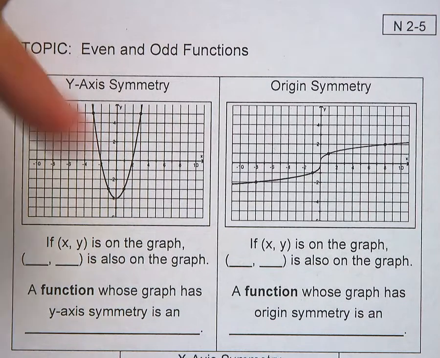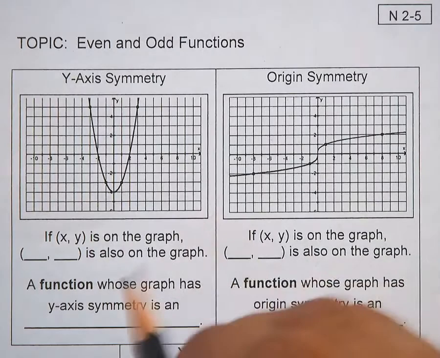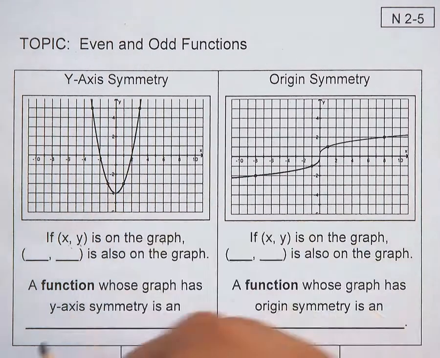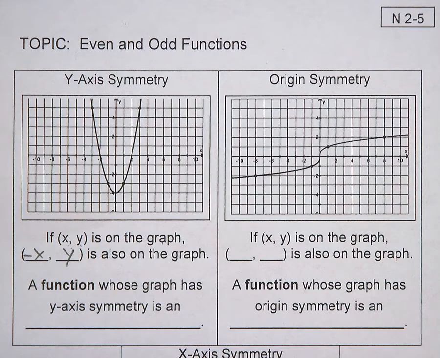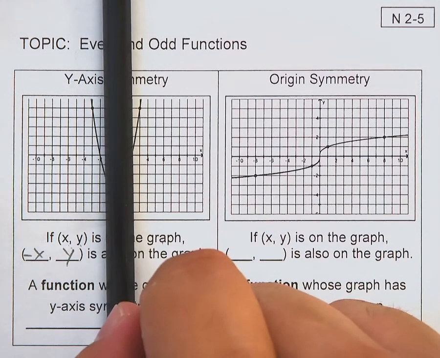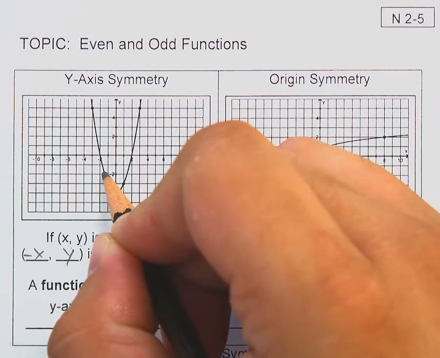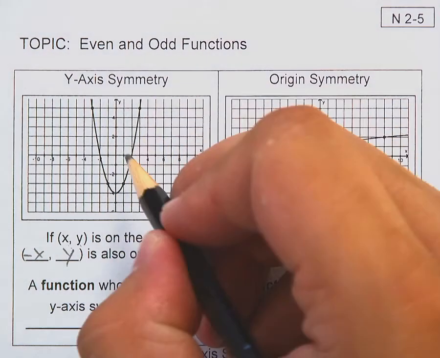Your y-axis symmetry, origin symmetry, and x-axis symmetry are going to play a pretty big part in that. So let's talk about what each of these really means. If x comma y is on the graph, to have y-axis symmetry means that negative x, y is on the graph. Basically, if you cut your y-axis down the middle, what's on the right is going to be the same as what's on the left. That's called y-axis symmetry.